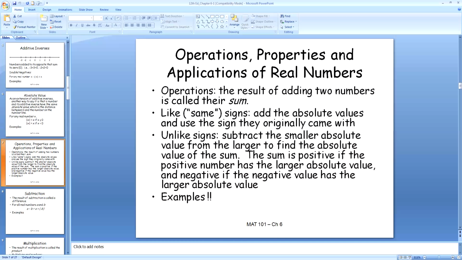So the result of adding two numbers is called a sum. Now, if you have the same signs, that is positive signs, add them together and use the sign they came with. If you have two numbers that you're adding together, and one of them is negative, one way to do this is to subtract the smaller absolute value from the larger to find the absolute value of the sum. The sum is positive if the positive number has the larger absolute value, and negative if the negative value has the larger absolute value.